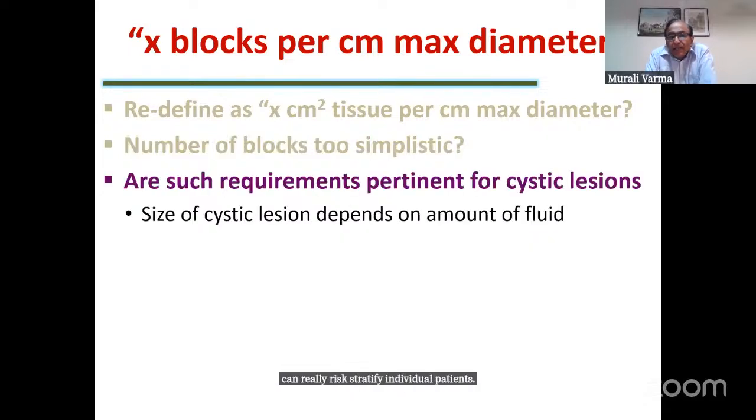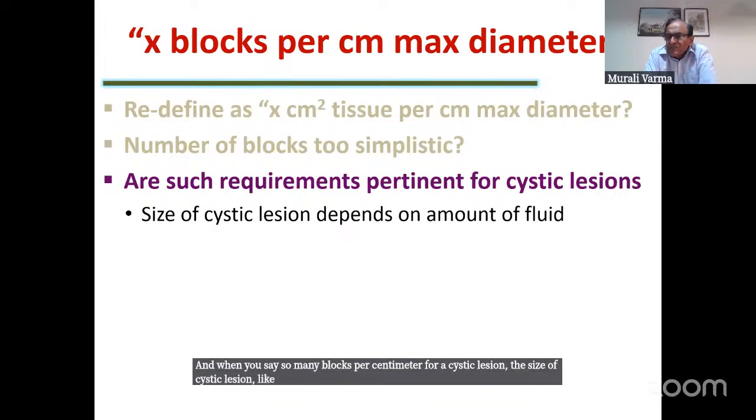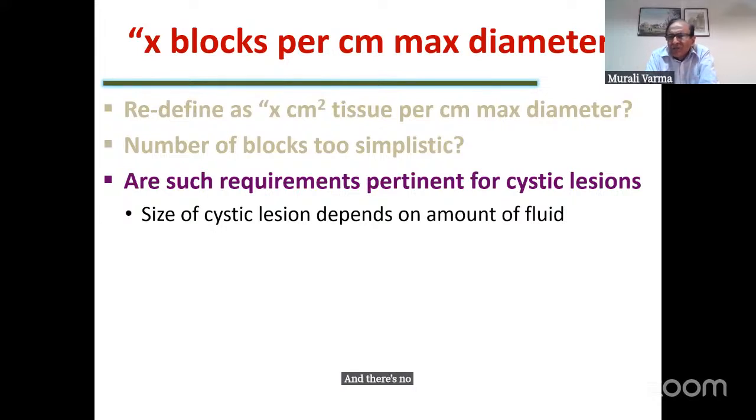And when you say so many blocks per centimeter for a cystic lesion, like an ovarian tumor, it depends on the amount of fluid. And there's no evidence that a cystic ovarian tumor has a higher risk of malignancy than a solid ovarian tumor. If anything, it's the other way around.